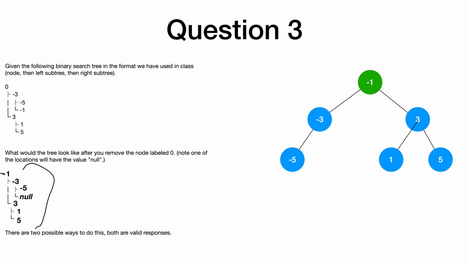Both of them are correct. They're both valid. They both leave a valid binary tree. And that's really what we're looking for. Right? We got rid of 0, and we left a valid binary tree.